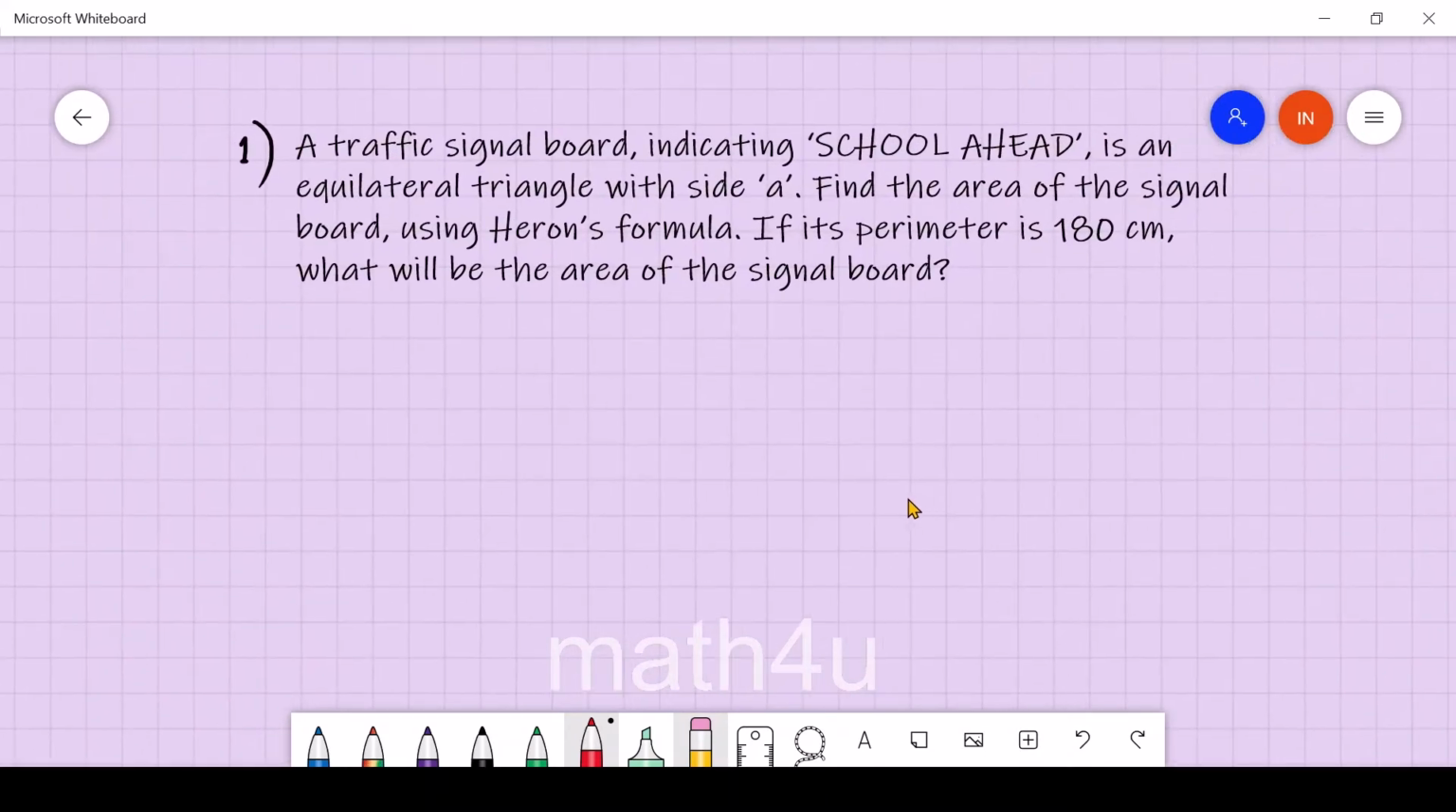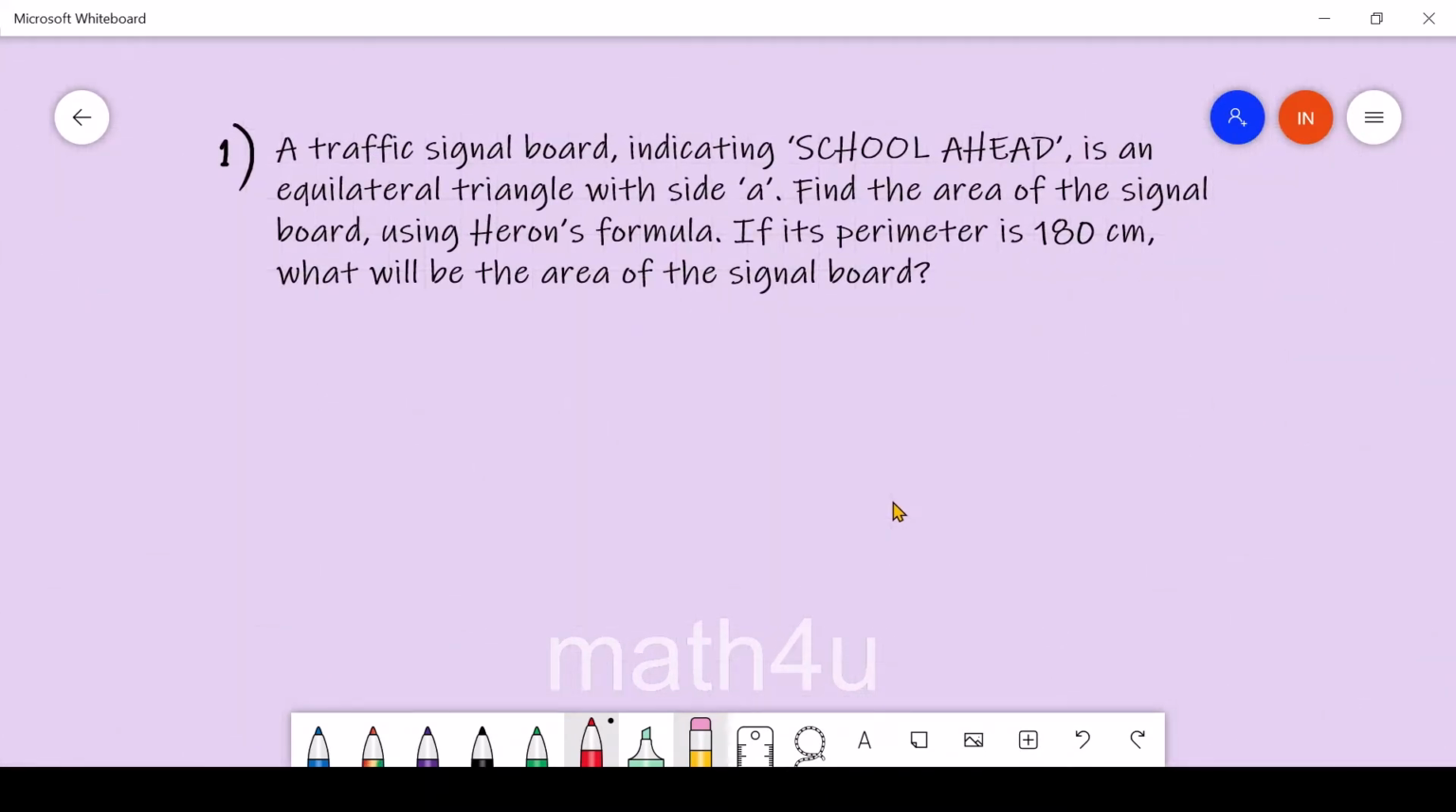So the first question is this one. A traffic signal board indicating school ahead is an equilateral triangle with side A. Find the area of the signal board using Heron's formula. If its perimeter is 180 centimeters, what will be the area of the signal board?